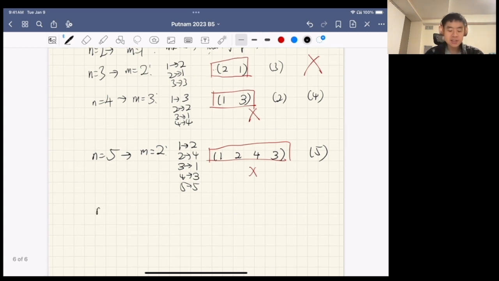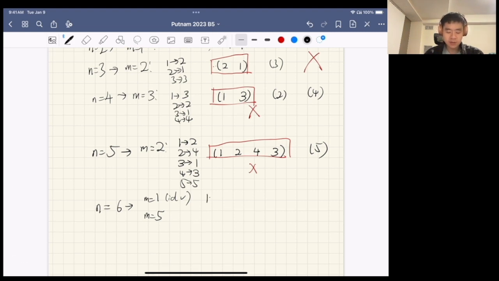N equals 6, this is interesting because m equals 1, we already know that this is the identity. It is not gonna pass. Well, 2, 3, 4 are not relatively prime to 6. So we only have m equals 5. So let's see what happens.